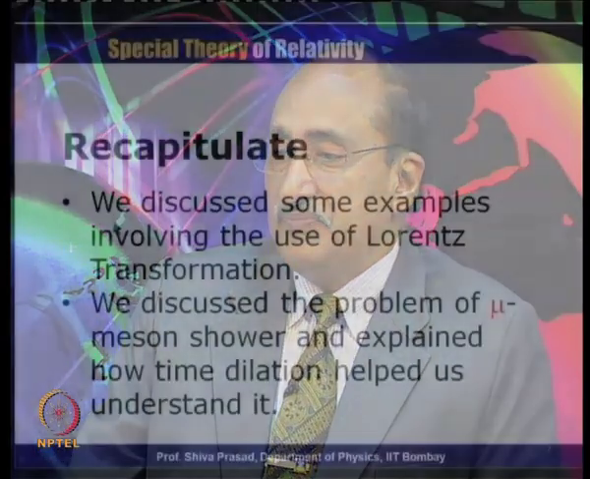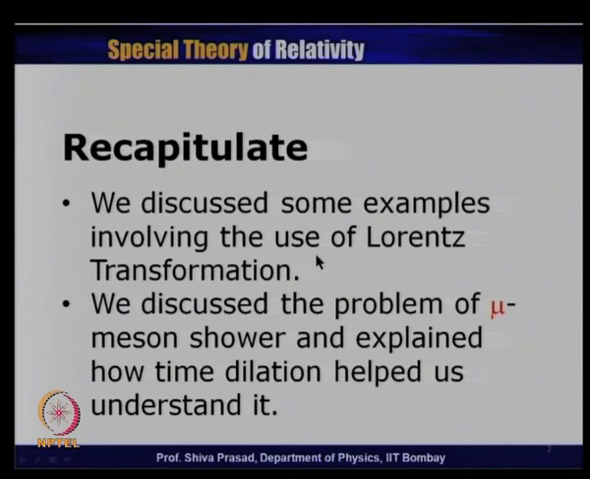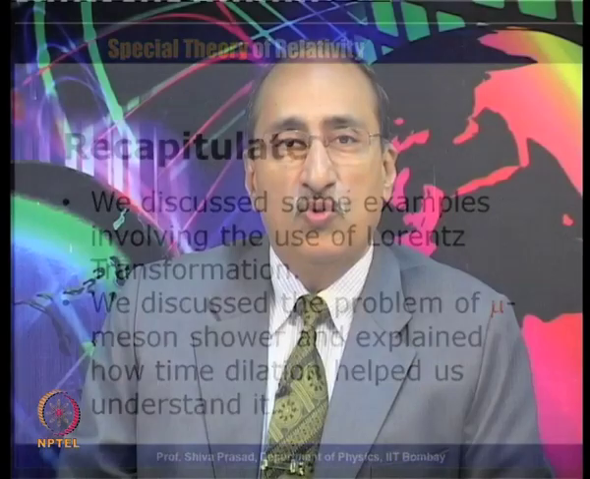So, this is what we have written. We discussed some examples involving use of Lorentz transformation. Then we discussed the problem of muon shower and explained how time dilation helped us to understand it. Now, let us go ahead to a slightly new topic, which is the velocity transformation.